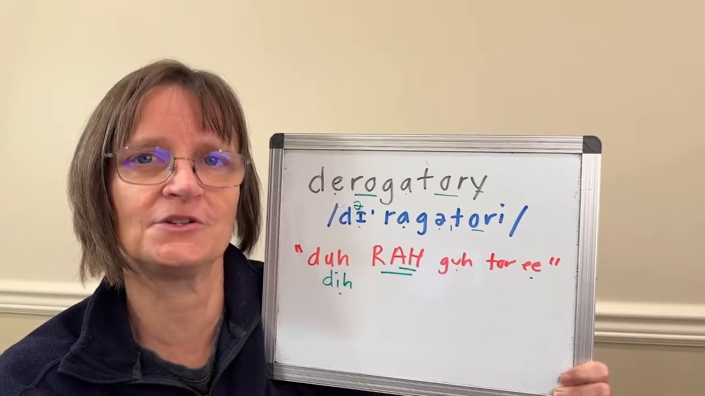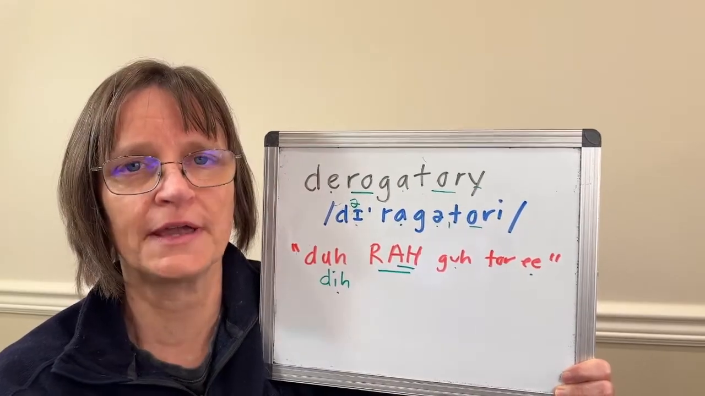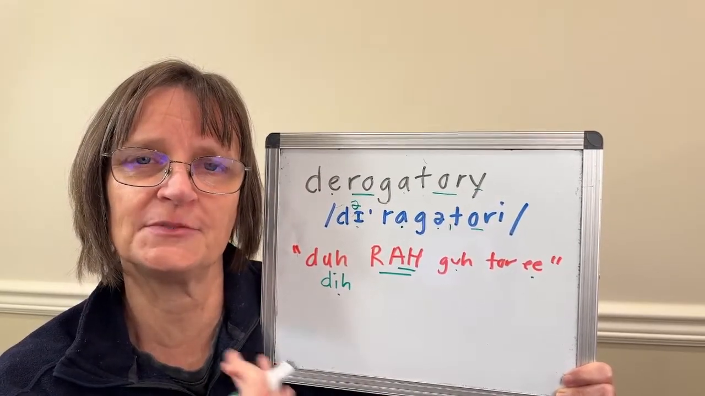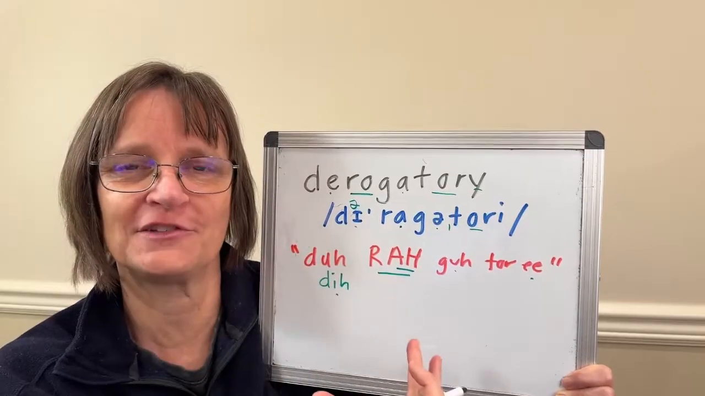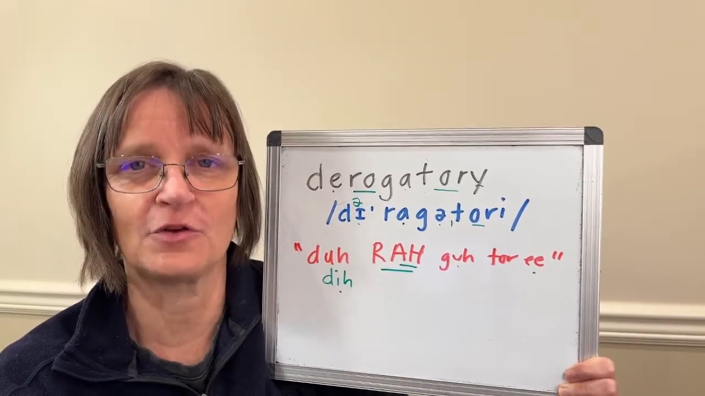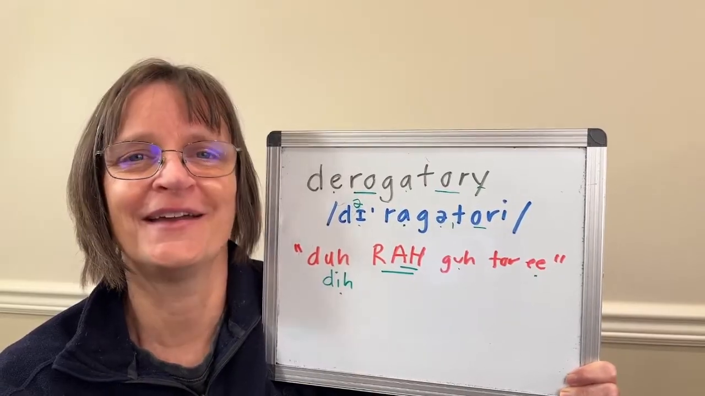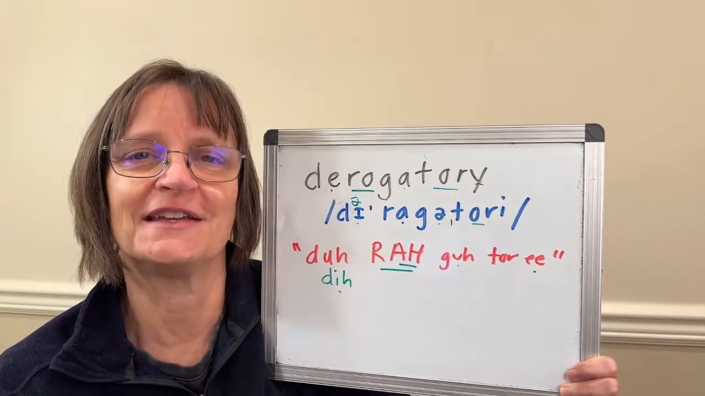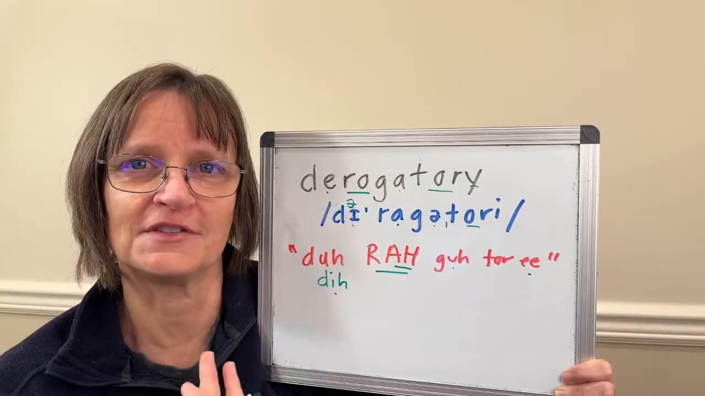Once you can say derogatory by itself, don't forget to practice it in some short phrases, because what you might find is you've mastered the word, then you go to use it, it still comes out with the old accent error patterns, or you still stumble on that word. You'll be more confident and fluent using it if you've practiced it in some short phrases and sentences.